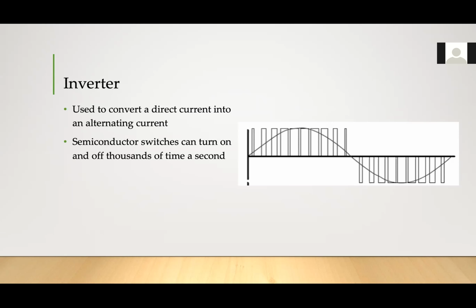You can see on the diagram above, this is the example of what it is. The semiconductor switches are put in place instead of a typical mechanical switch, and these are able to turn on and off thousands of times in a second.